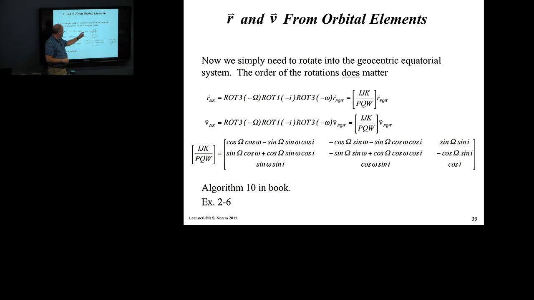And so after you do this rotation, you end up in some intermediate frame here. That's just part of the first step. The first rotation rotates your x-axis from pointing out along periapsis to pointing out along the node vector. The next rotation is about the x-axis. It's rot 1, by minus i.